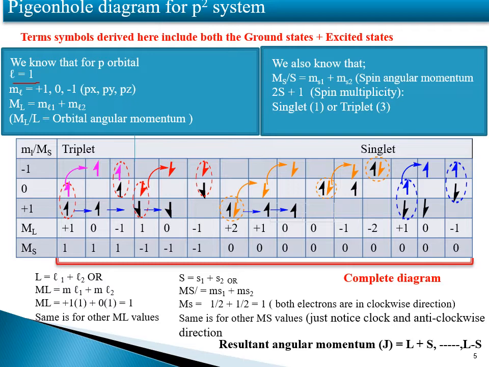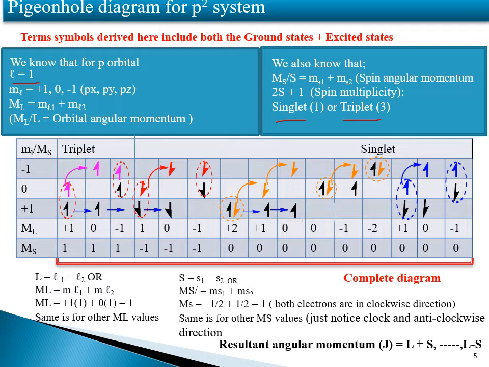Capital ML will be ml1 plus ml2. Here ml means orbital angular momentum, while spin is represented by a capital MS, which is equal to ms1 for the first electron plus ms2 for the second electron. This S is called the spin angular momentum, while spin multiplicity is represented by 2S plus 1. If this is 1, we call it singlet. If this is 2, 3, we call it doublet, triplet, and so on.